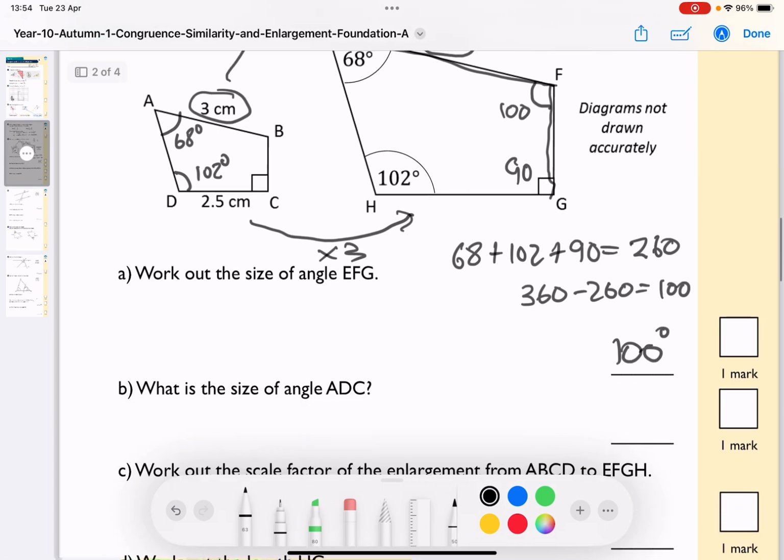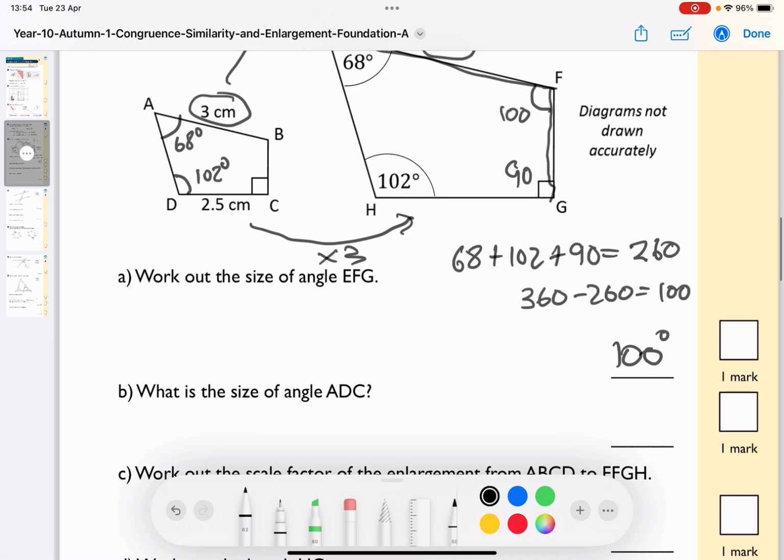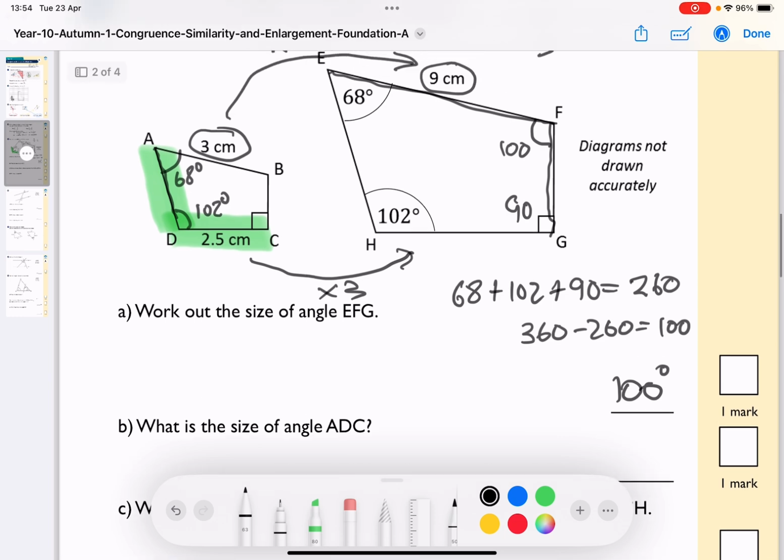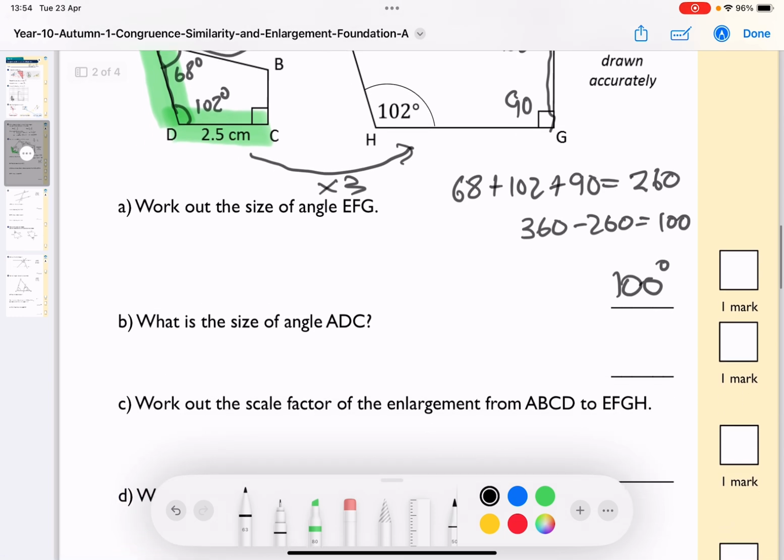What is the size of angle ADC? Well, A to D, let's use something better. Let's use this. A to D, D to C is that angle there, and that angle there is 102, which is exactly the same as angle EHG. So this one's 102 degrees.